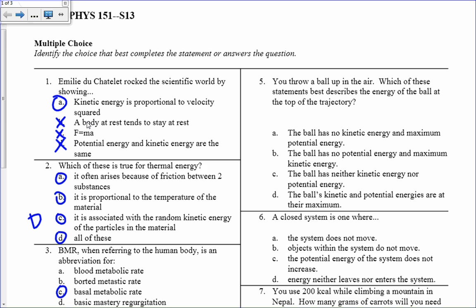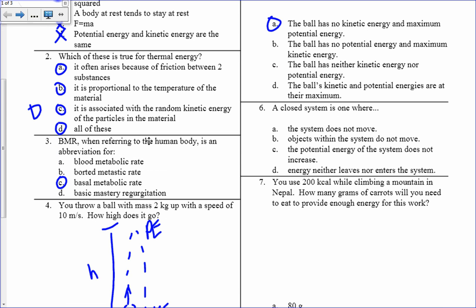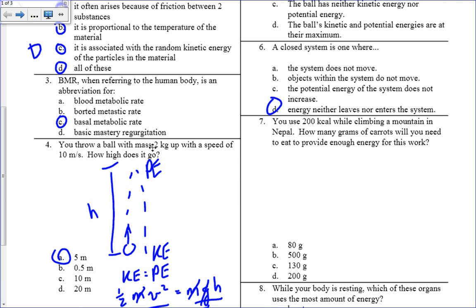You throw a ball up in the air, which of these statements best describes the energy of the ball at the top of the trajectory? All right, we just said this, but at the top, the kinetic energy is 0, and it only has potential energy. So A is the right answer. A closed system is where no energy goes in or out of the system. That's D.